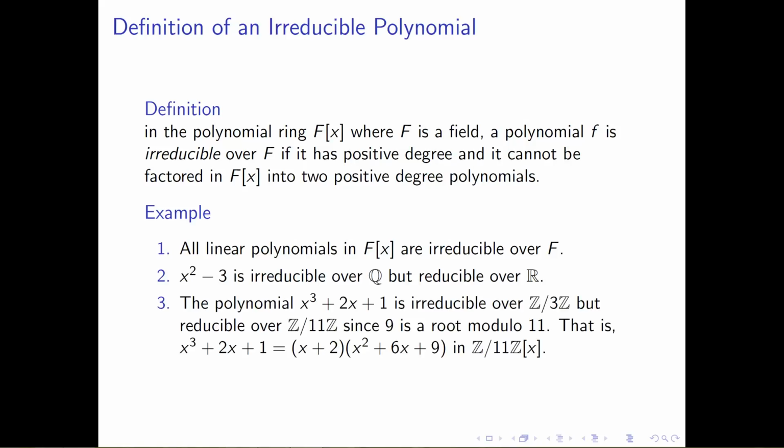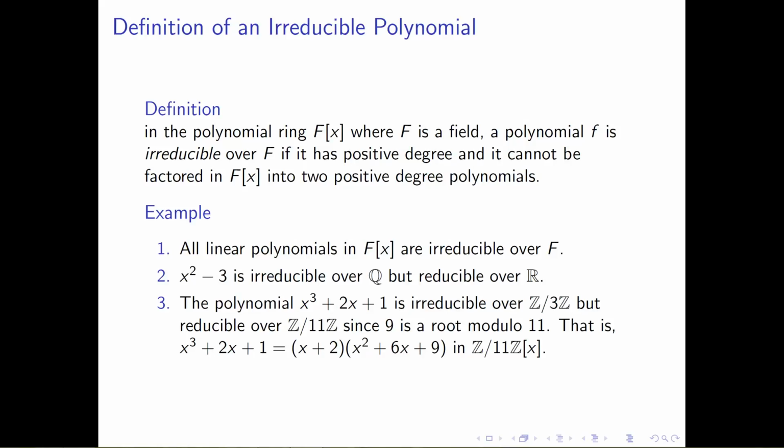Similarly, I wanted to do another example where we just change the fields to be something slightly less familiar than the rationals or the real numbers. The polynomial x cubed plus 2x plus 1 is irreducible over Z mod 3. That's something that's fairly straightforward to check that I will show you a little bit later. However, this polynomial happens to be reducible over Z mod 11 since 9 is a root modulo 11. That is, if you looked at 9 cubed plus 18 plus 1, you'd find out that that number is divisible by 11. So 9 happens to be a root of this polynomial.